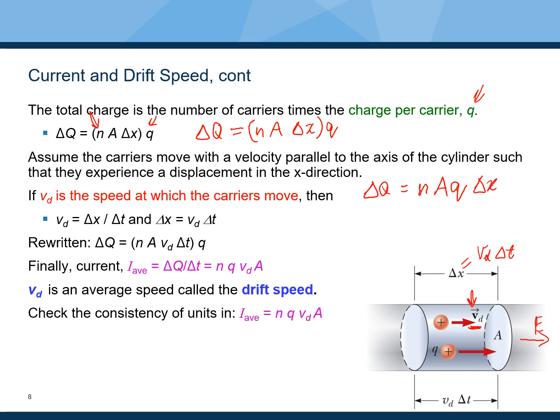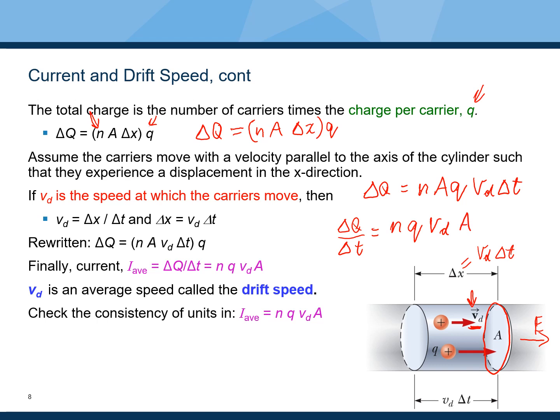But I've related delta x to the drift velocity and the amount of time it takes for those charge carriers to go through this cross-sectional area. Therefore, I will replace delta x with v sub d, the drift velocity, times delta t. This allows me to write delta q divided by delta t, and using the previous formula, I can write it as n times q times v sub d times A.